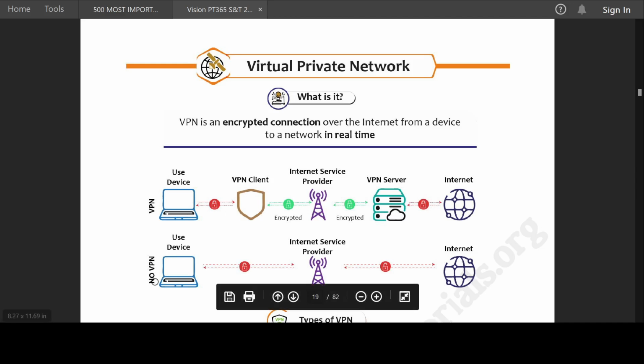connected. But if there is no VPN, then the user device goes directly through the internet service provider, there is no VPN client, and it goes directly to the internet, there is no VPN server. Okay.